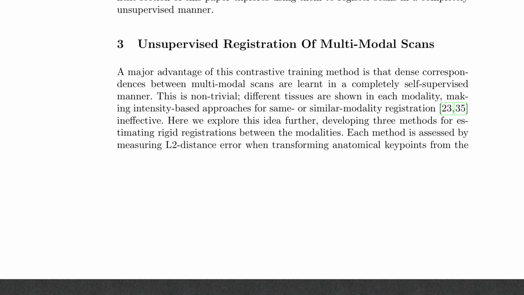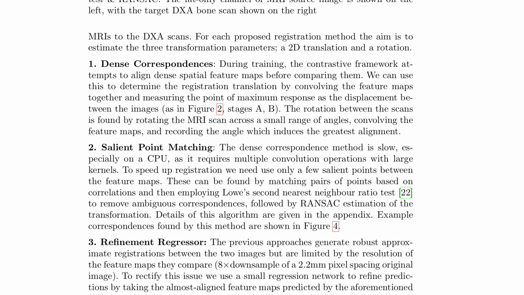They then talk about the unsupervised registration of multimodal scans problem, and they mention that it is non-trivial, that there have been works on it that have not been super effective, and they explored this idea further and developed 3 methods for estimating rigid registrations between the modalities. Each method is assessed by measuring the L2 distance error when transforming anatomical key points from the MRIs to the DXA scans.